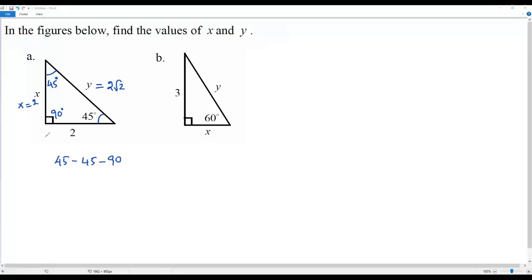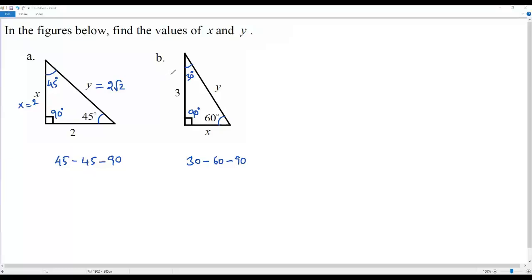Now let's consider the triangle in part B. This one is also a right triangle because I have a right angle over here and it measures 90 degrees. Already we know the angle measure over here is 60 degrees. So what must be the angle measure over here? It has to be 30 degrees, so that the three interior angle measures add up to 180 degrees. This is also a special right triangle because we have the interior angle measures 30, 60, 90.